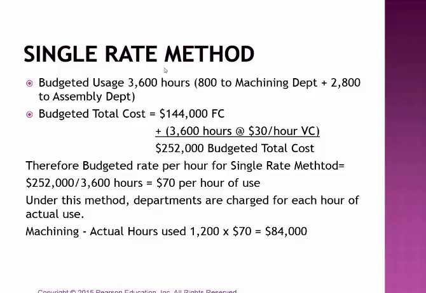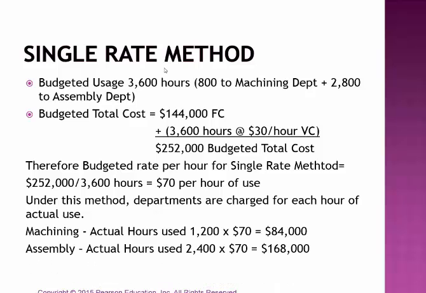So the actual hours of the machining department was 1,200. Therefore, 1,200 times 70 equals 84,000. And then the assembly department had actual hours of 2,400. We multiply that times 70, we get 168,000.